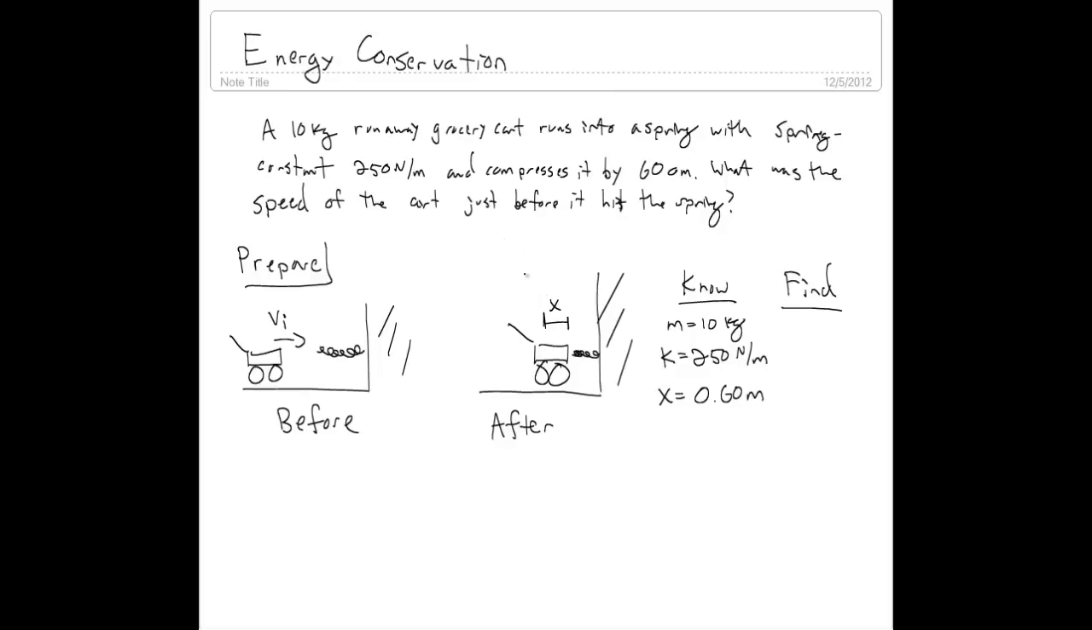We also know that the final speed of the cart is actually 0, because the cart is compressing the spring by its maximum compression, and so that's just the point at which the cart has stopped. And what we want to find is the initial speed of the cart, v_i.